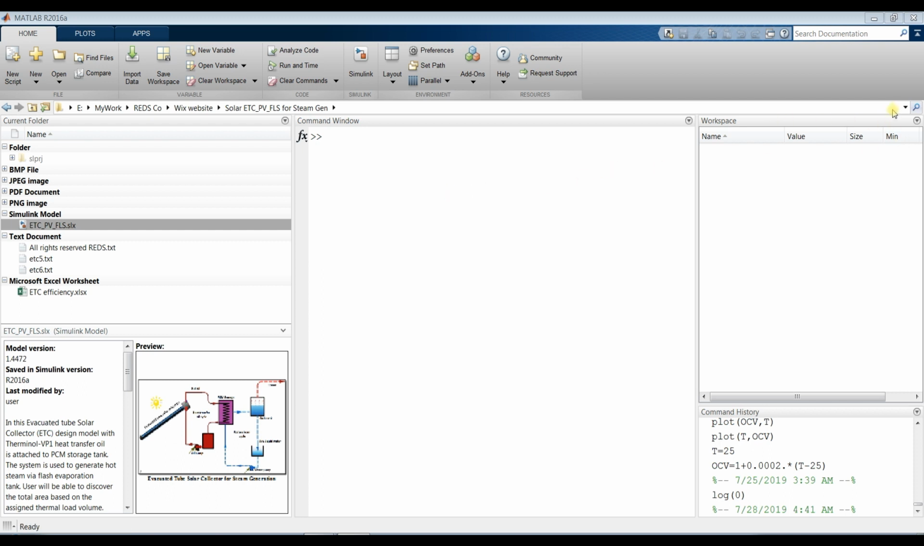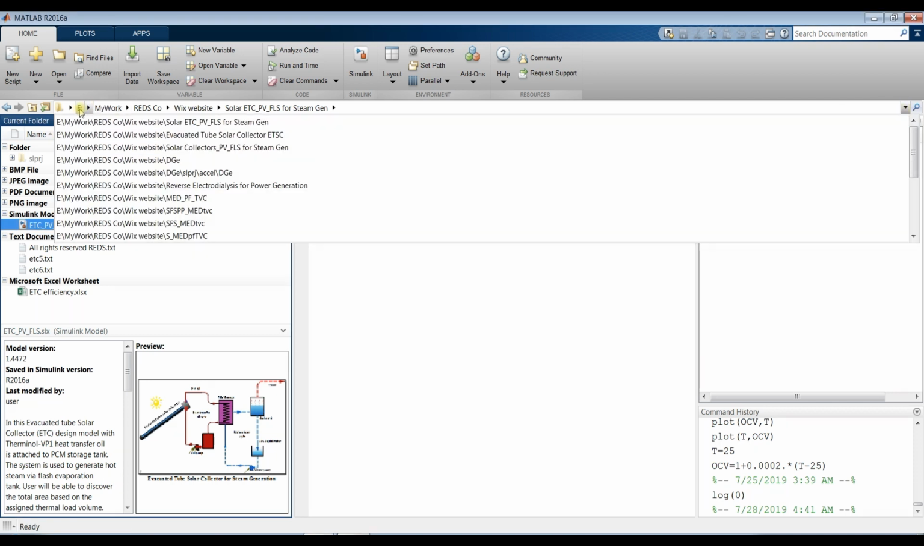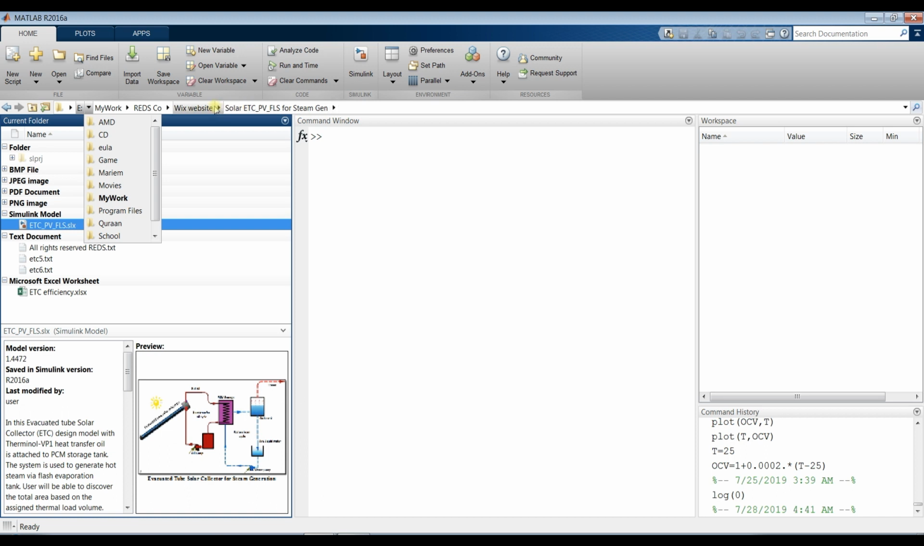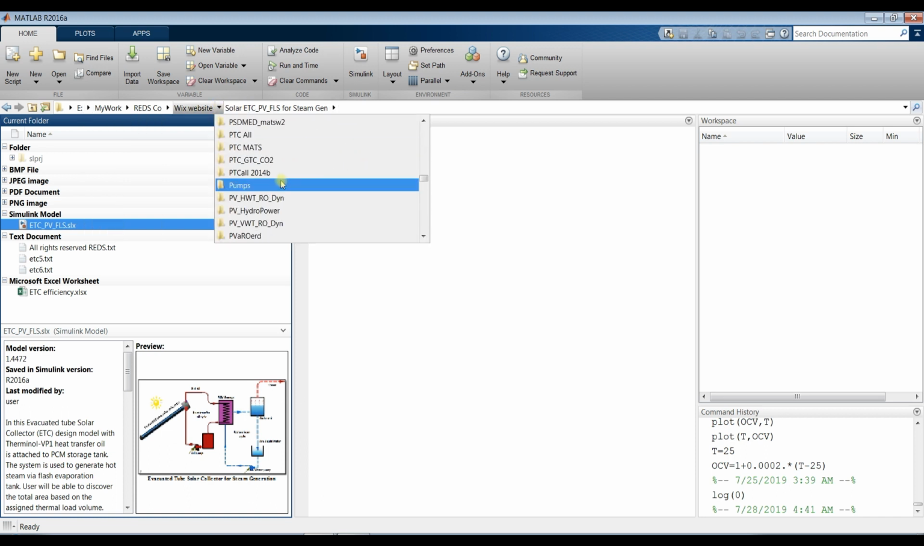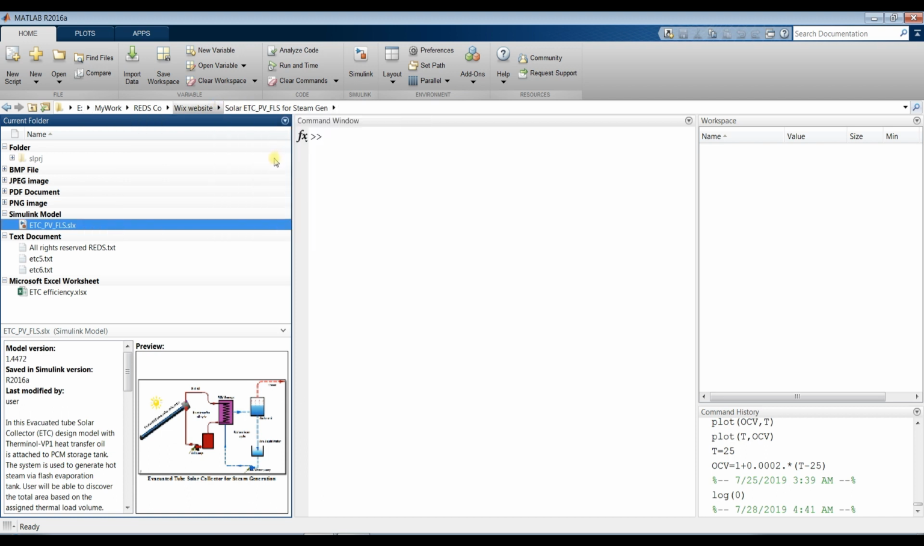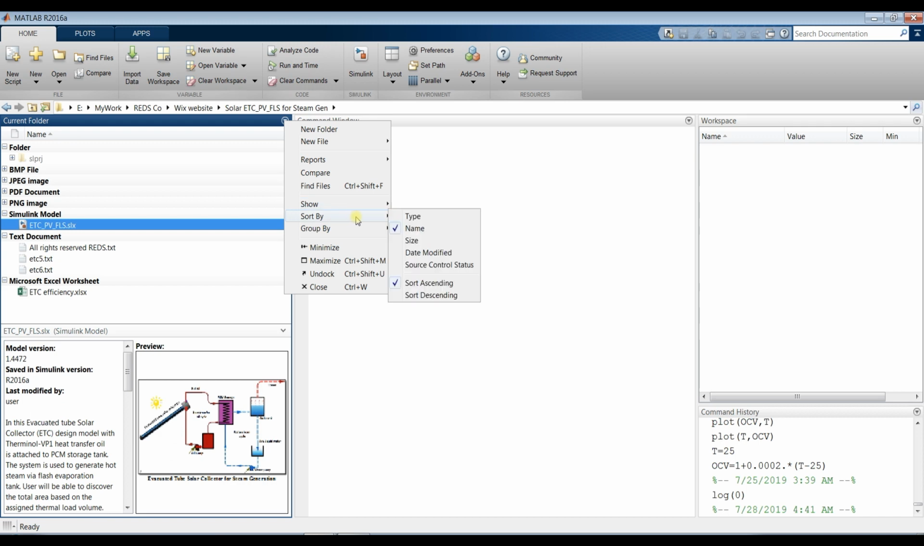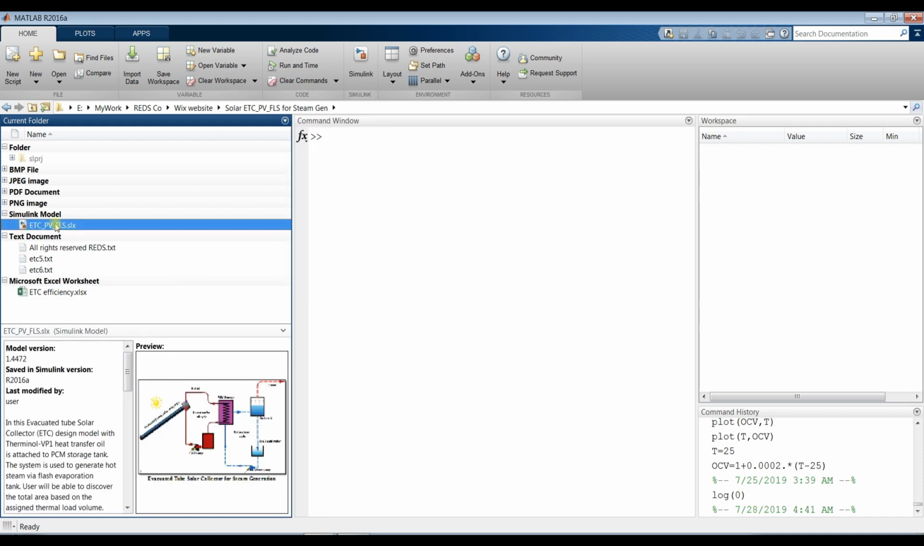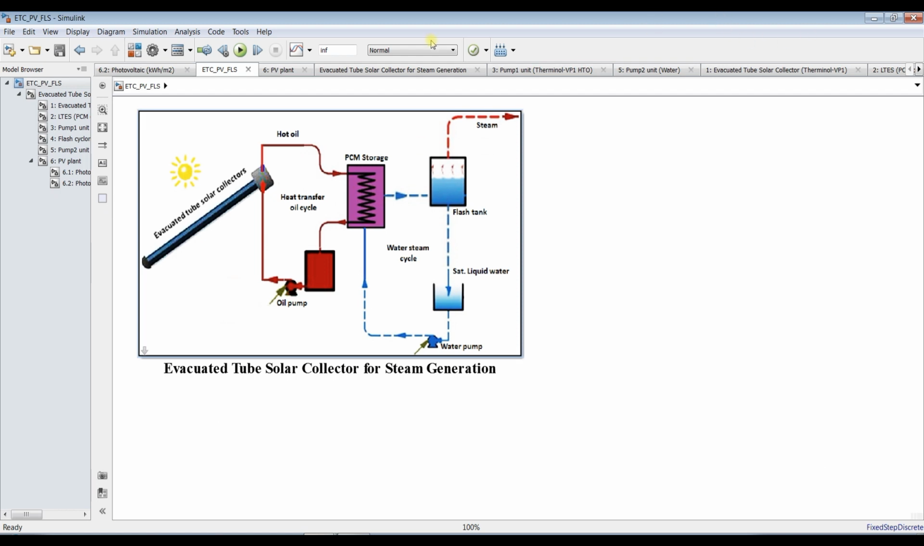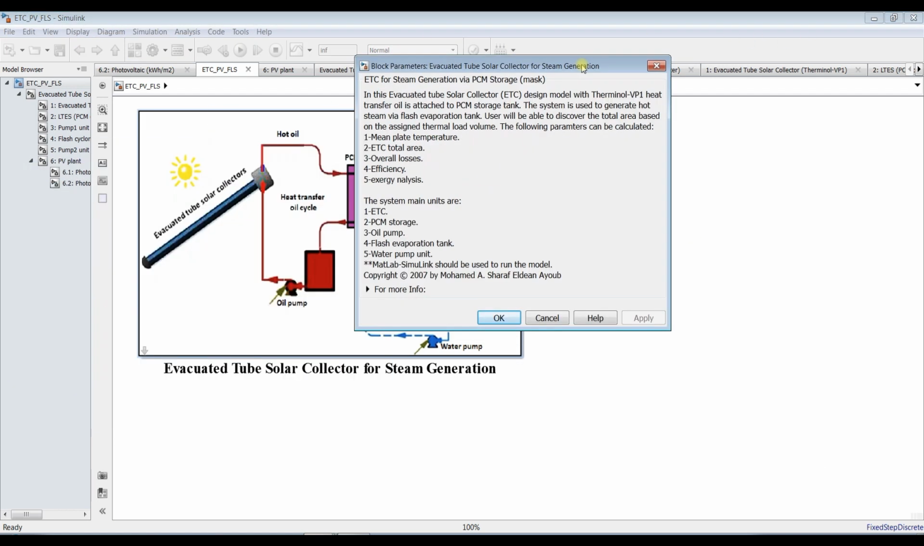You have to specify your folder. This is my working folder. I have to go here and select my working folder, then sort by name and group by type, and you'll find your model here. You just double click. This is our main model, the evacuated tube solar collector.